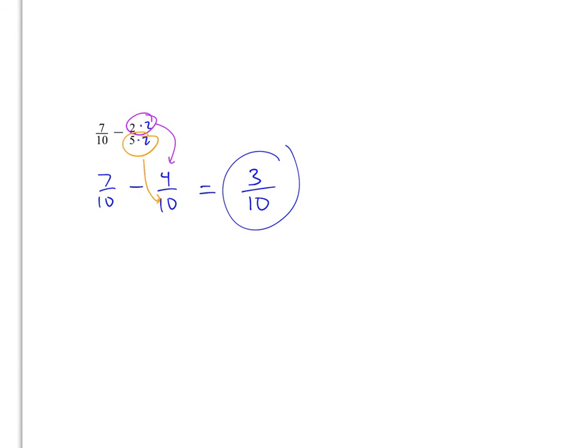Next example here, 7 over 10 and 2 over 5. 5 I can do times 2 to get me into my 10. So I end up with 7/10 minus 4/10. I got my 4 from the 2 times 2 and my 10 from the 5 times 2. Now we can just subtract across the top. 7 minus 4 is 3, and my denominator stays the same. The only number that goes into 3 and 10 is the number 1.